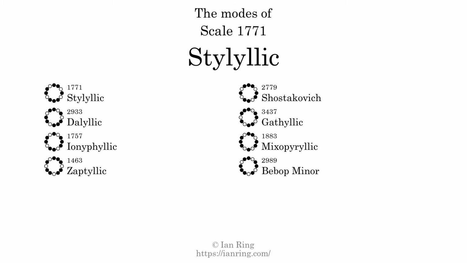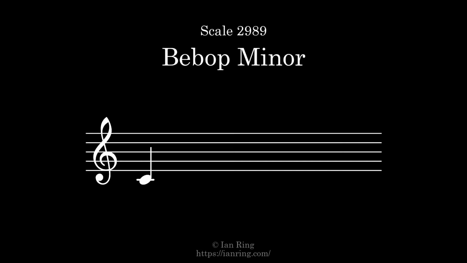The eighth and last mode is scale 2989, also known as bebop minor. It sounds like this.